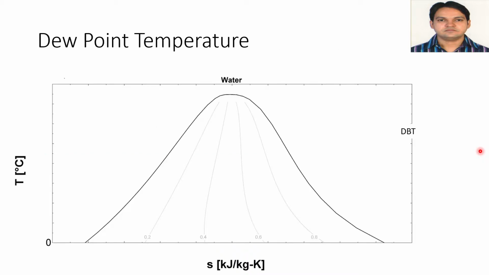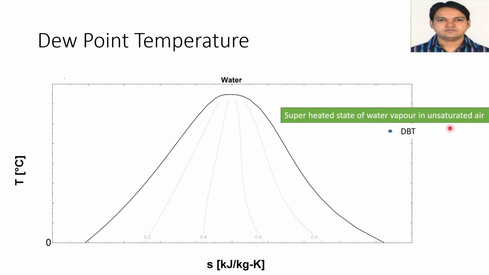The next topic we will discuss is dew point temperature. This is a TS diagram, and point 1 is represented over here according to its dry bulb temperature. This point is in the vapor zone, so we can call it a superheated state of water vapor in unsaturated air, and its partial pressure is this.